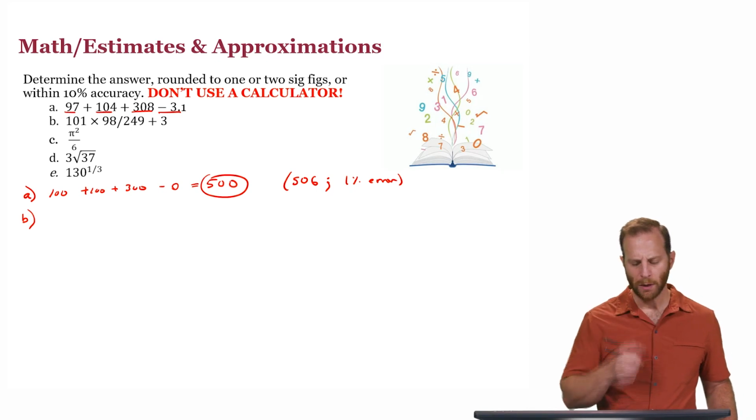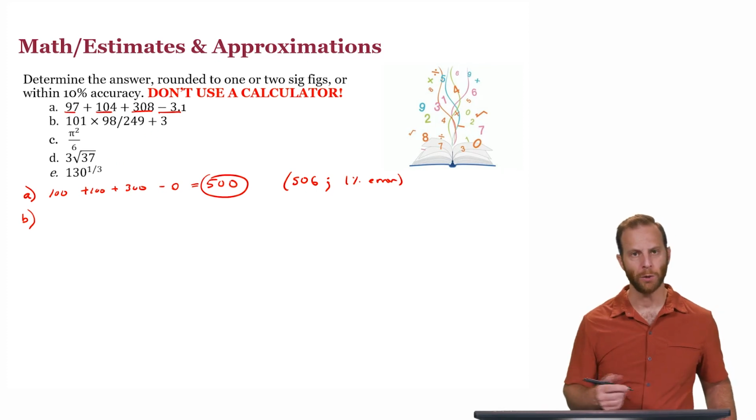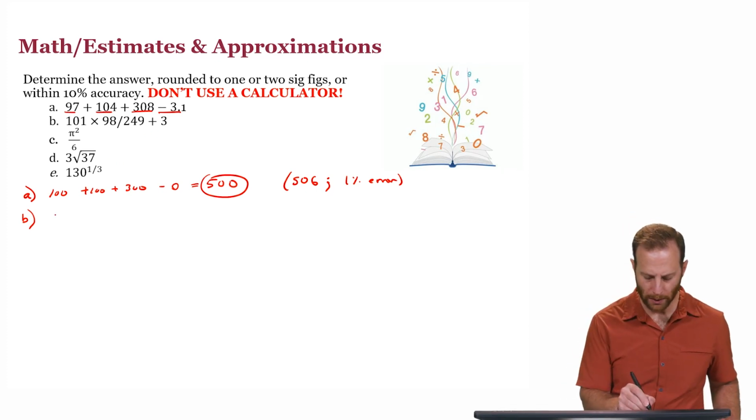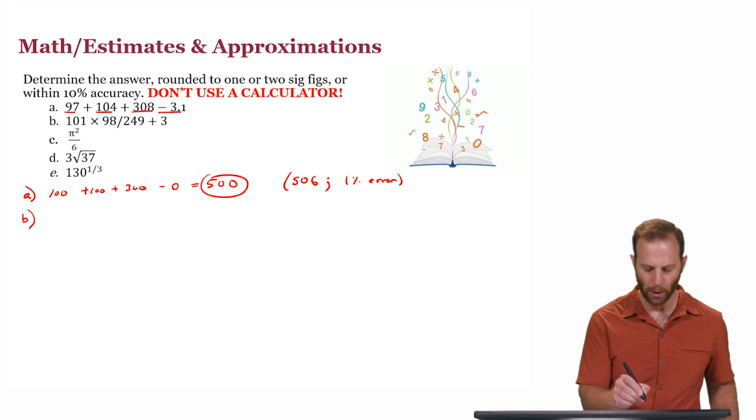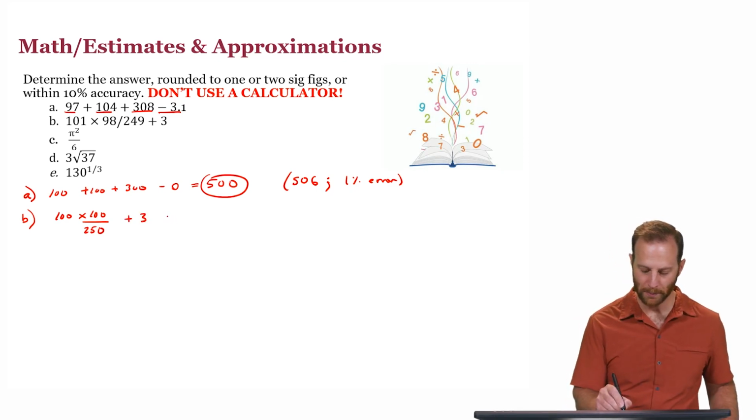In the second one, we've got a large number times a large number divided by a large number, and then we're going to add 3. It's not yet clear that we should drop that 3. So instead, let's be a little bit more careful. 101 is close to 100. That gets multiplied by 98, which is close to 100. And that gets divided by 249, which is close to 250. To that, we're going to add 3. And again, let's keep that around for a little while.